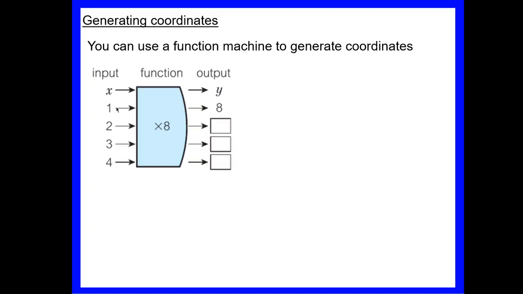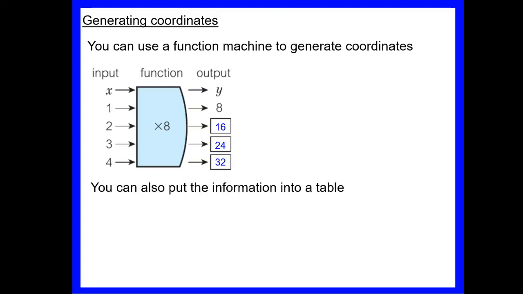So if we put the number 1 into the machine, we times it by 8, our output would be 8. If I put 2 into the machine and times it by 8, 2 times 8 means my output is 16. Then we do the same for 3. 3 times 8 would be 24, and 4 times 8 would be 32. So this is quite a simple function machine. It just has one rule in the middle. You may come across some with more than one thing that we need to do. But we've got our input, we apply the function to our input to get our output.